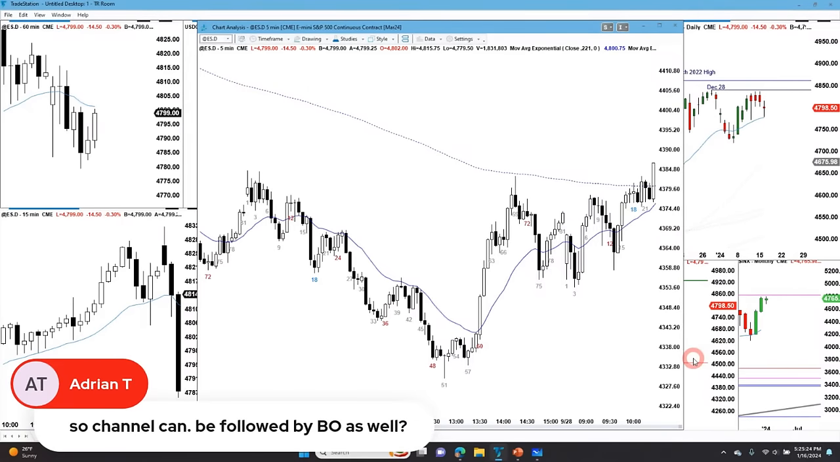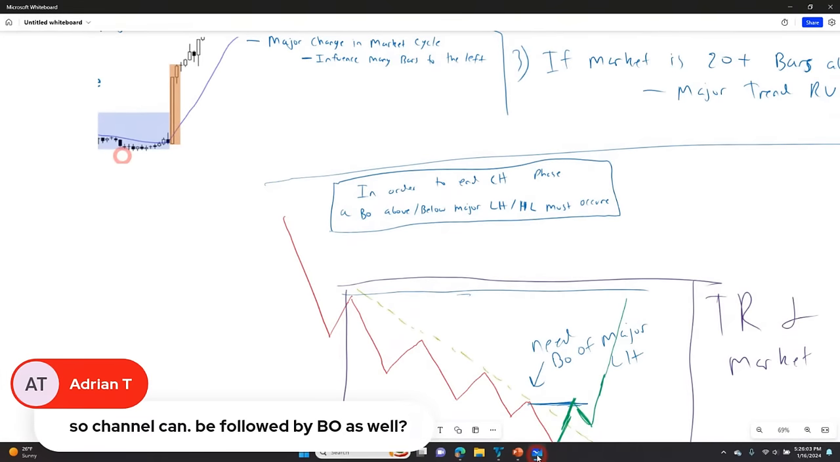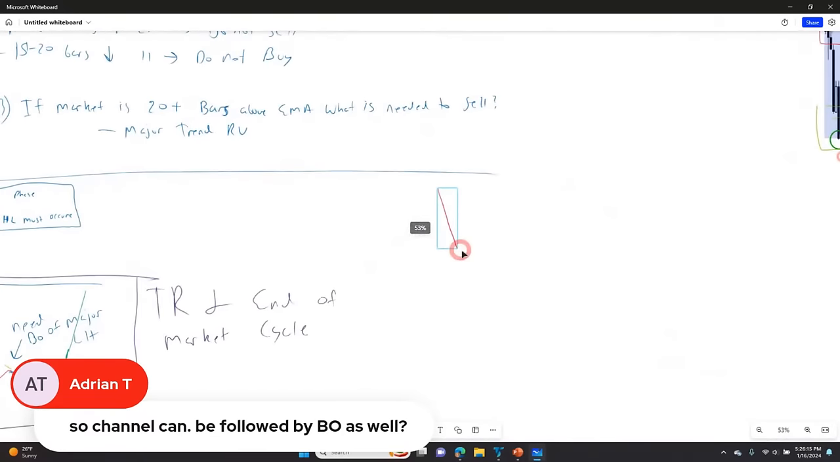Someone asked, Adrian asks, so a channel can be followed by a breakout as well. Exactly. So let's document that. A channel, how does a channel operate? When we have a channel, so let's go back to the whiteboard. We'll draw a bear channel just to keep it simple. So we have a bear breakout, and the bear breakout gets a pause and starts to channel down.